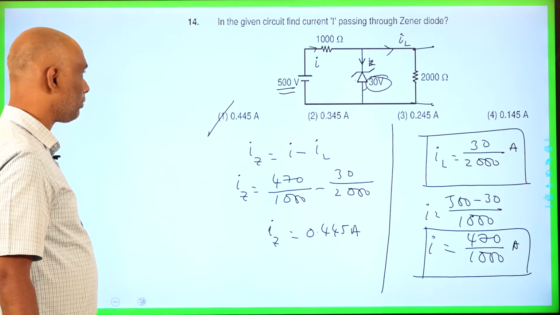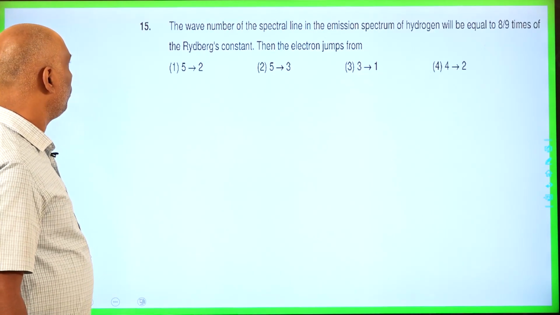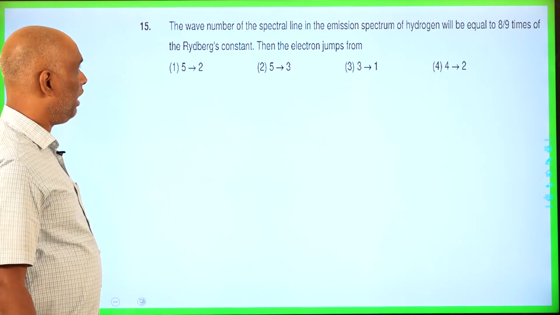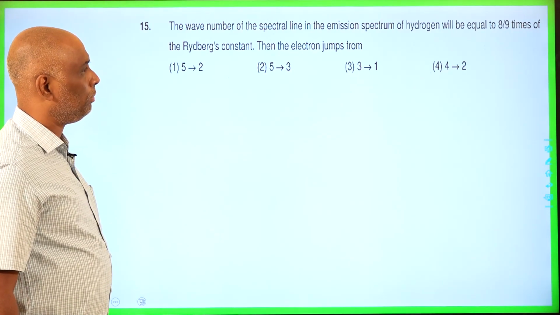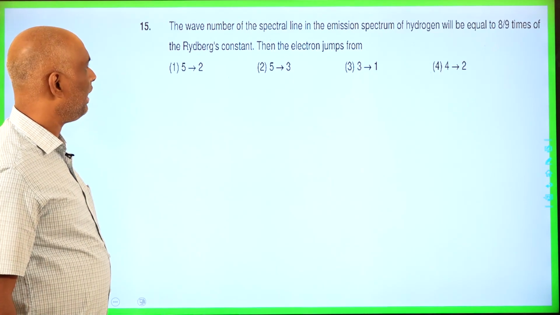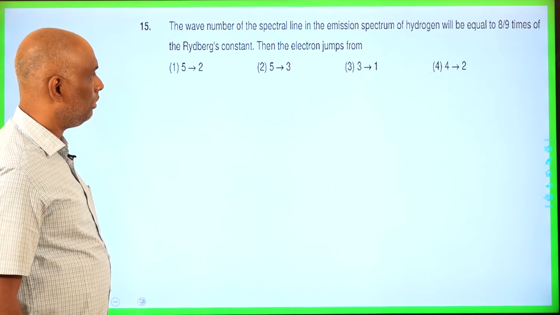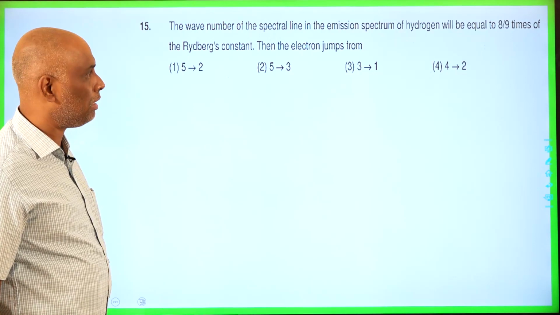Next question. Question number 15. The wave number of the spectral line in the emission spectrum of hydrogen atom will be equal to 8 by 9 times the Rydberg constant when the electron jumps from.